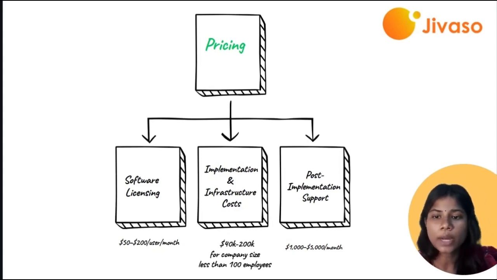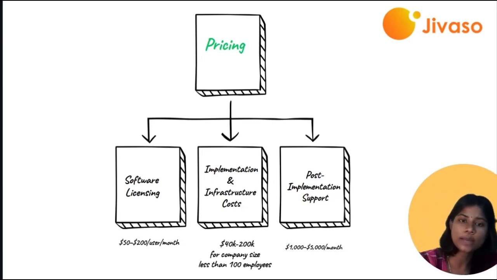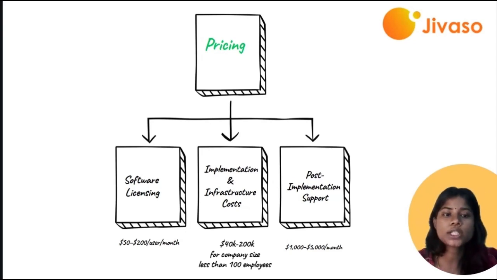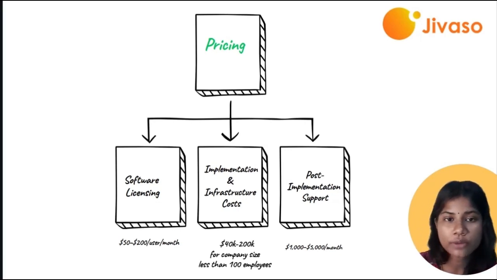And the third cost bucket is your post implementation support. This is actually an ongoing support because ERP is not a one time setup. Your system will need continuous maintenance, updates, enhancements, and emergency support as your business evolves, because an ERP has to grow and evolve with you. And this includes 24/7 support availability, guaranteed response times, and continuous improvements and version upgrades.